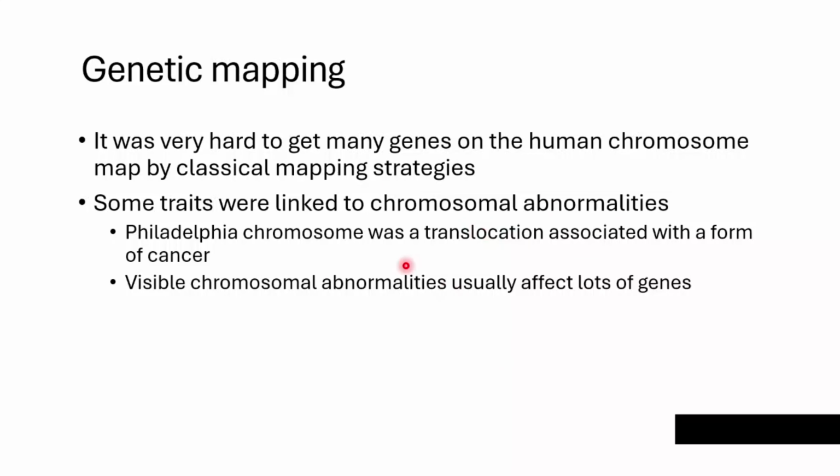So it was very hard to use classical mapping strategies to actually map genes in the human genome. So you needed to find traits that were linked to chromosomal abnormalities. And these abnormalities need to be translocations or inversions or things like this, so that they're big enough to actually be used to map the genome. One example is the Philadelphia chromosome, which was a translocation that was causing cancer. So you can figure out where the gene that's causing this cancer is. You can Google Philadelphia chromosome, you'll see what it is.